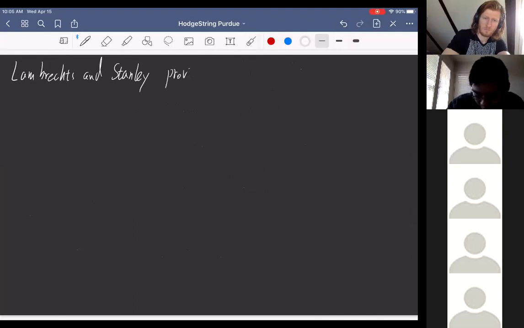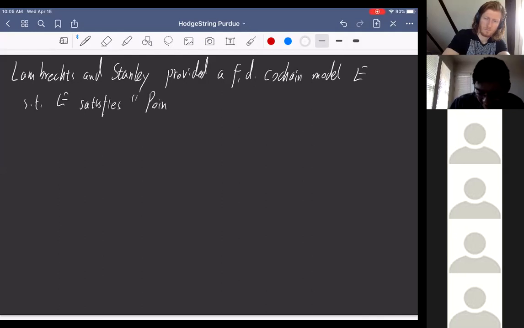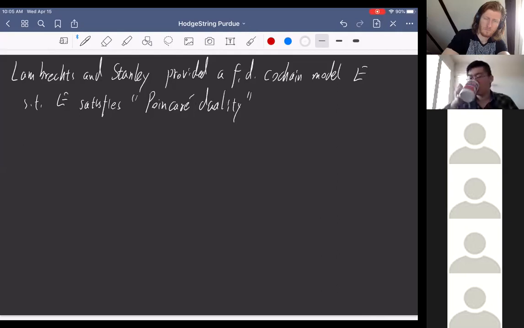They actually provided a finite dimensional cochain model. What I mean by cochain model is basically, let's say E is a commutative DG algebra, and the homology of its underlying cochain complex computes the cohomology of your space. It is also finite dimensional, and it satisfies so-called Poincaré duality. Maybe I should just mention that E is a cyclic algebra. So the cochain model has Poincaré duality on the cochain level, not just on the cohomology level. So not only does it satisfy this Poincaré duality, it is a cyclic DG algebra.